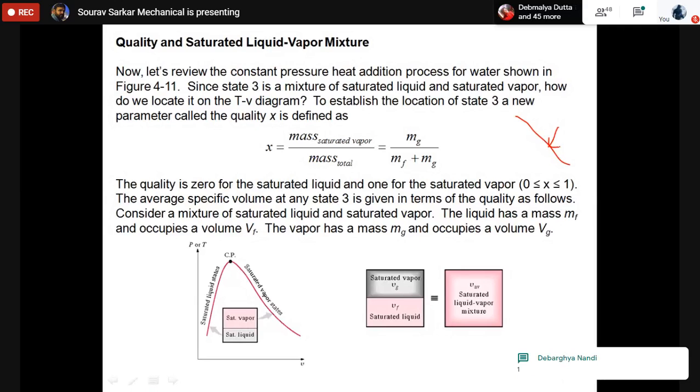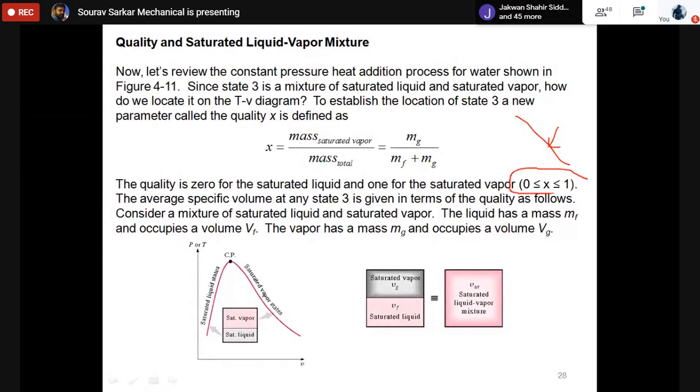If you are lying at the saturated liquid line, what is the value of your x? Zero. Very good. So you understood. Basically we understood that the value of x will vary from 0 to 1.